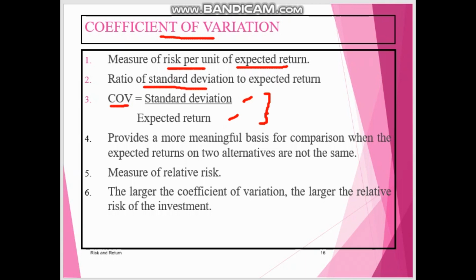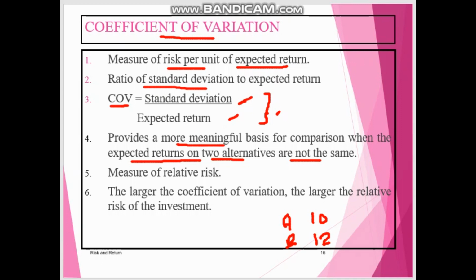Why? We would like to know the risk for 1 unit of the expected return. So this is more meaningful. Why? Because when we have two alternatives where the expected returns are not the same. For example, company A has an expected return of 10%, and company B has an expected return of 12%. So we couldn't make a comparison.